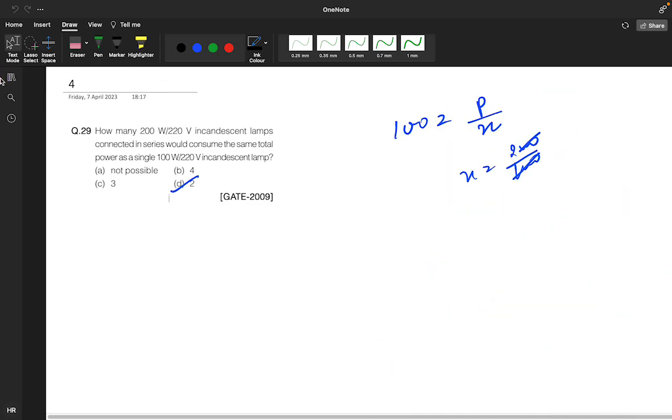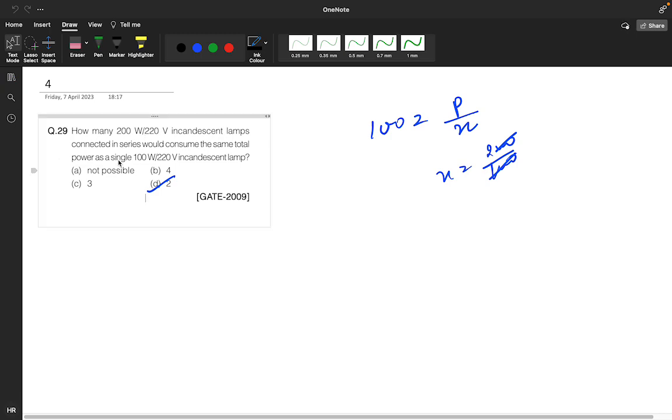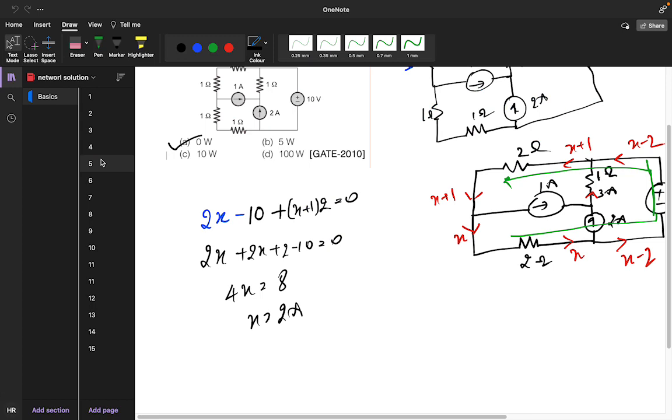For this question, listen: how many 200 watt, 220 volt incandescent lamps connected in series will consume the same power as a single 100 watt, 220 volt lamp? I told you the power concept: we find the power using 1 by P1 plus 1 by P2 plus 1 by P3. From that method, if you solve this, you will get 2 lamps.